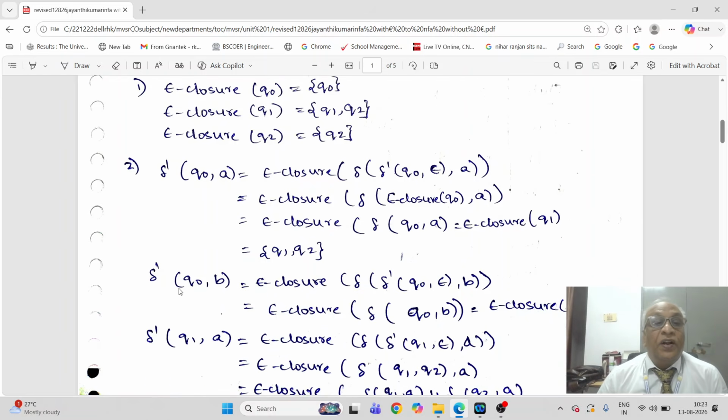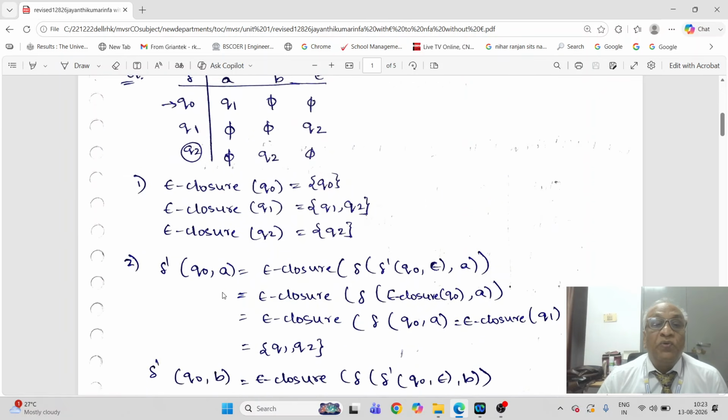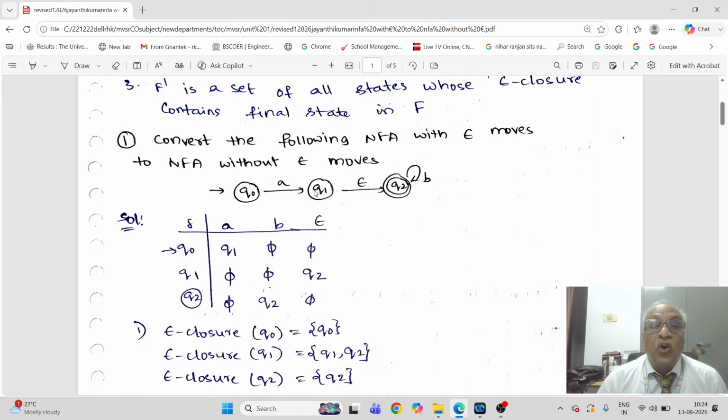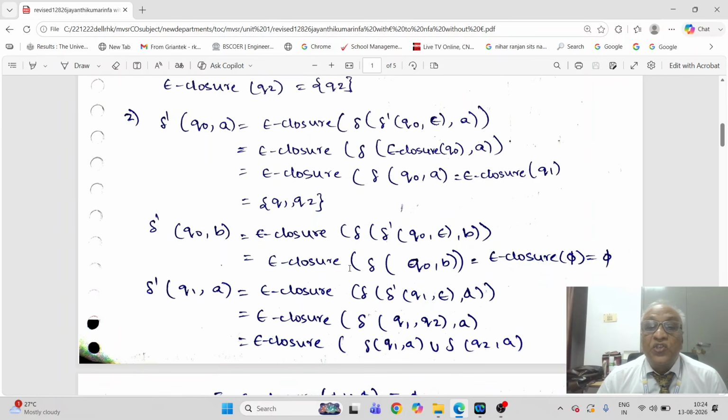Similarly, we have to find the delta dash of Q0 comma B. Same formula: epsilon closure of delta dash of Q0 comma epsilon comma B. So Q0 comma epsilon is the epsilon closure of Q0, which is Q0. So delta of Q0 comma B is phi, nothing. So the epsilon closure of phi will be phi.